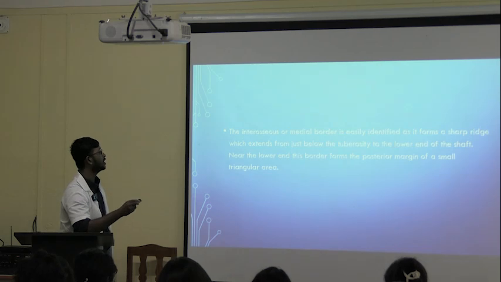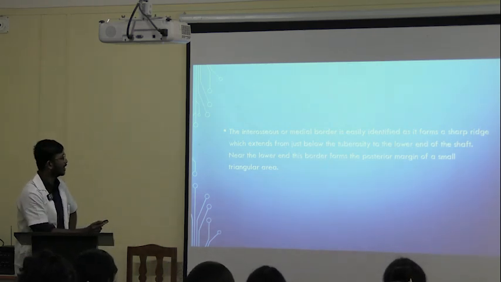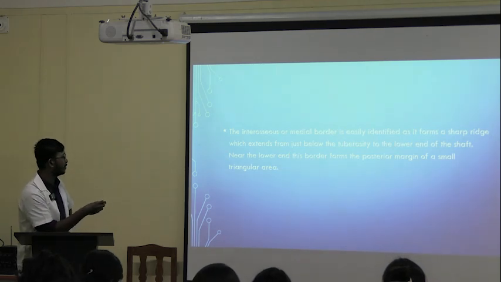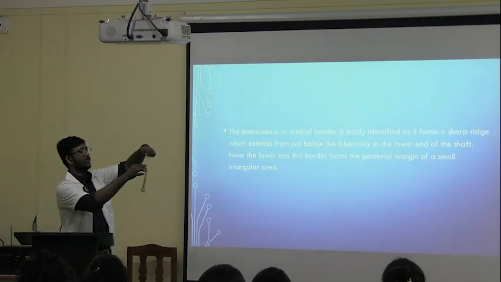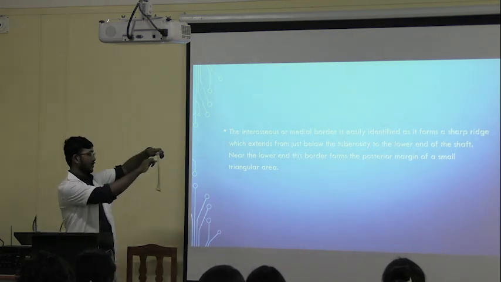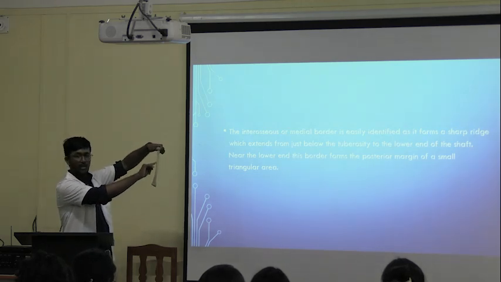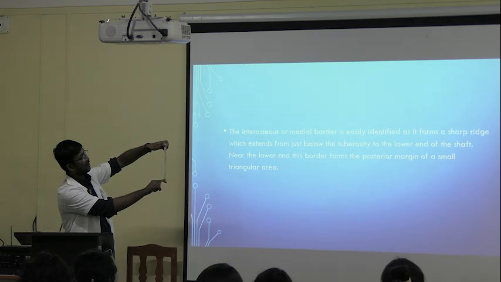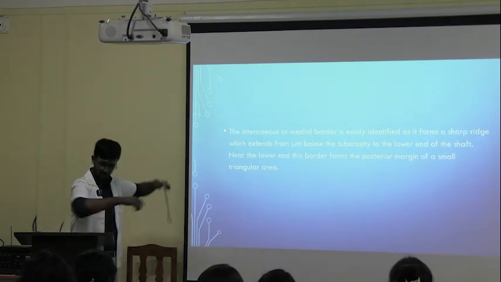Now the interosseous or the medial border is easily identified as it forms a sharp ridge which extends, as I have showed you, just below the tuberosity to the lower end of the shaft. Near the lower end, this border forms the posterior margin of a small triangular area. See, this is the interosseous border. This interosseous border goes downwards, and see, this is the triangular area. This is the triangular area of the interosseous border.